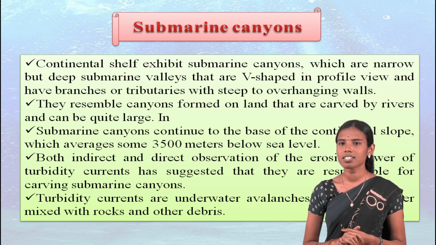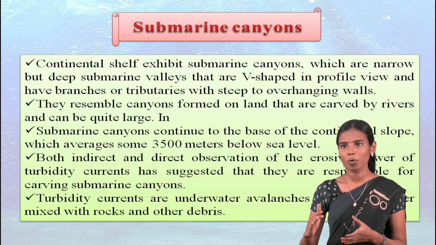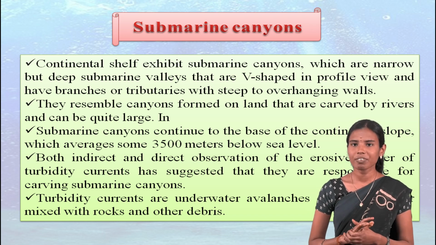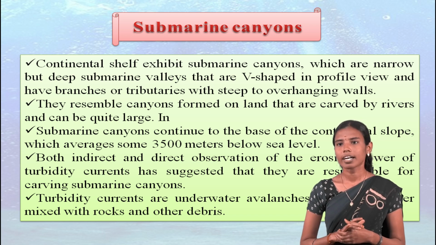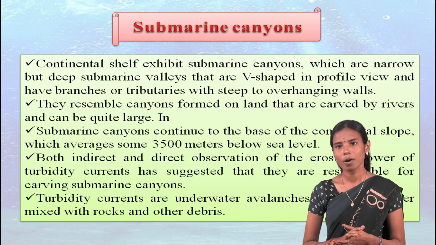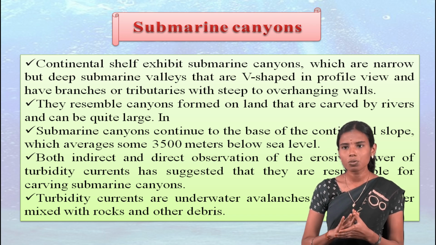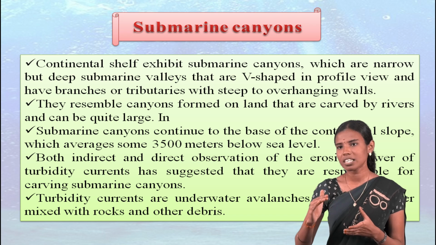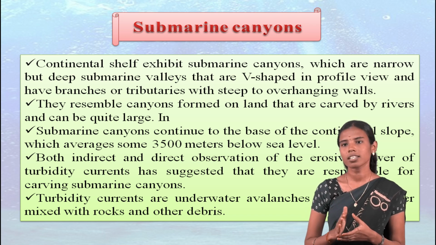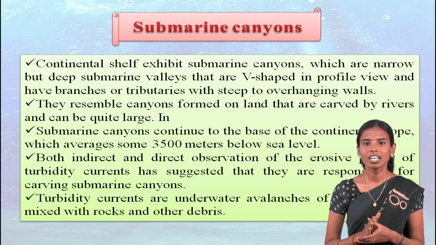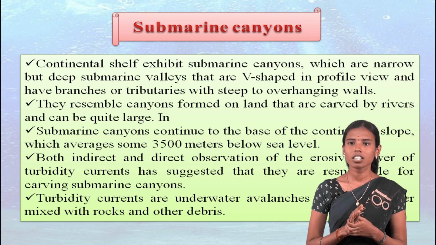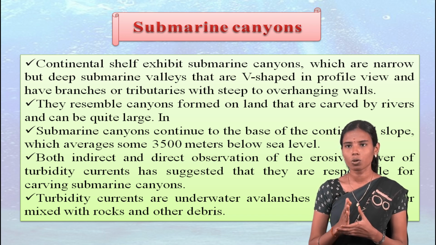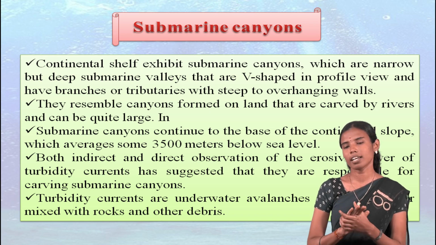Submarine canyons resemble canyons formed on land that are carved by rivers, and can be quite large. Submarine canyons continue to the base of the continental slope, which averages some 3,500 meters below mean sea level. Both indirect and direct observation of the erosive power of turbidity currents suggests that they are responsible for carving submarine canyons. So, turbidity current is the main source for carving the submarine canyons.